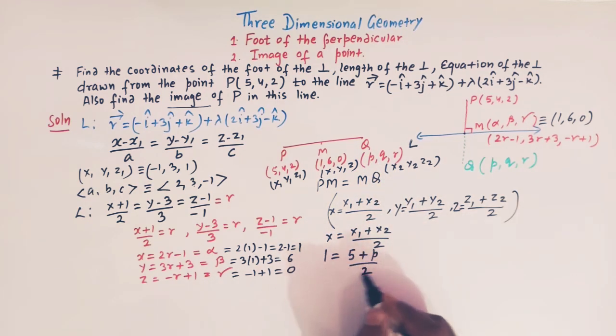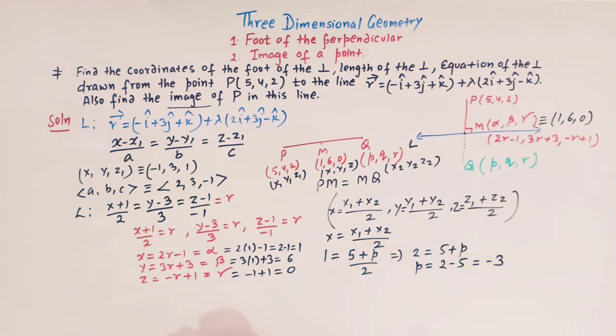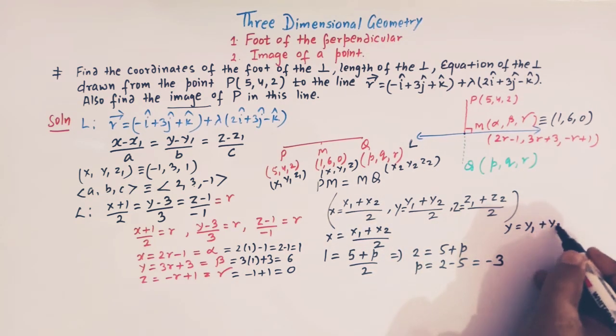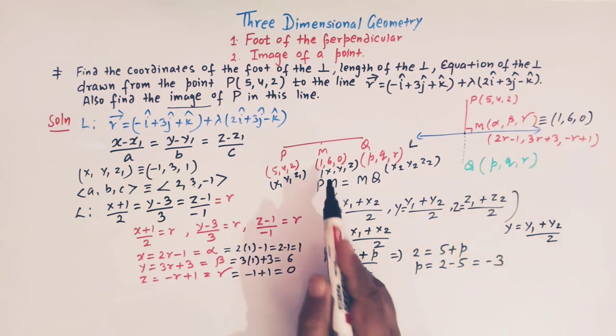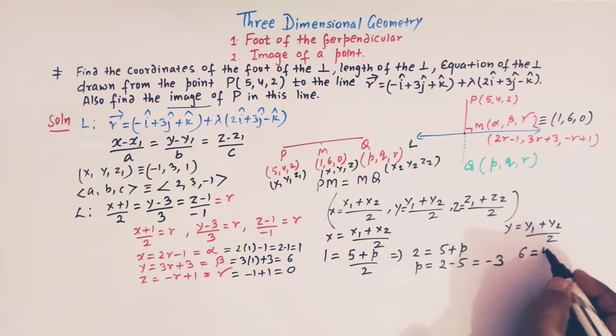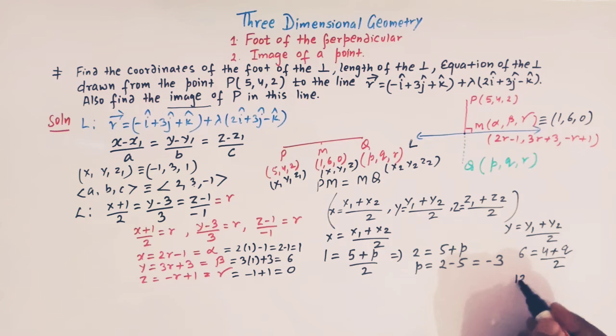Now this is a linear equation. So we have 2 is equal to 5 plus p. So p is 2 minus 5, that is minus 3, right? Now similarly, y is (y1 plus y2) over 2. Now what is y? y is 6. What is y1? y1 is 4 plus y2. y2 is q, over 2. Now again solving it, we have 12 equals 4 plus q, and q is 12 minus 4, that is 8, right?